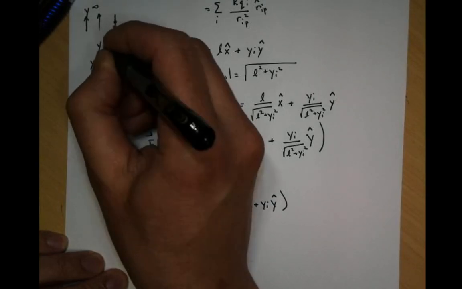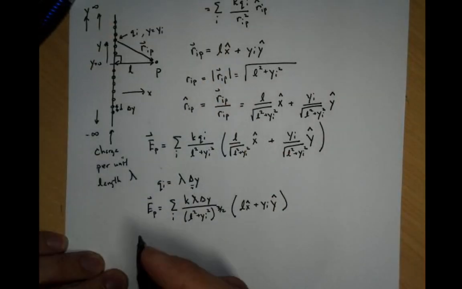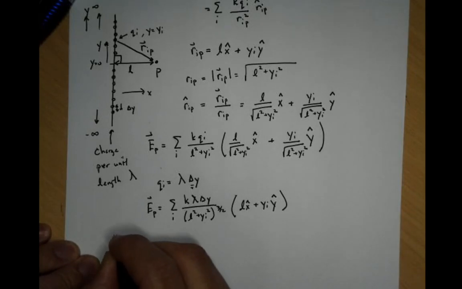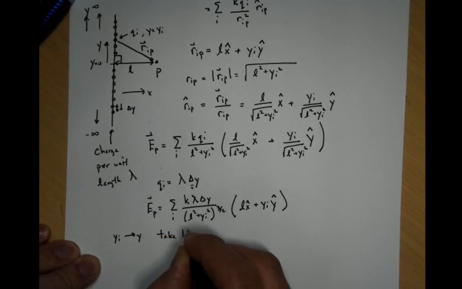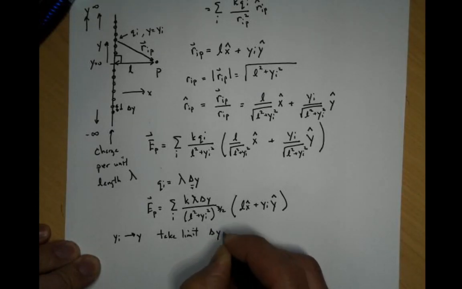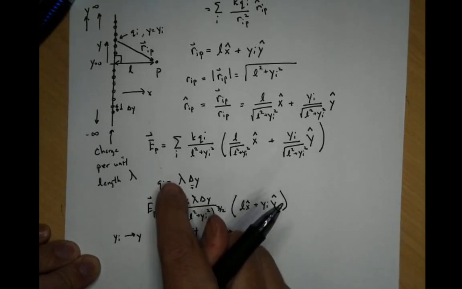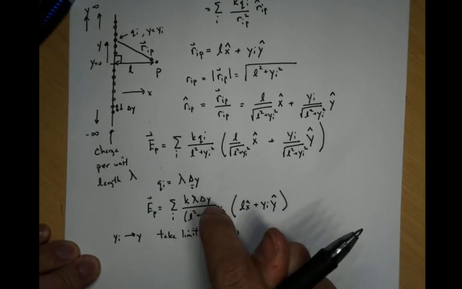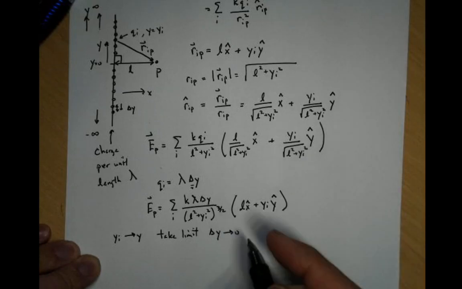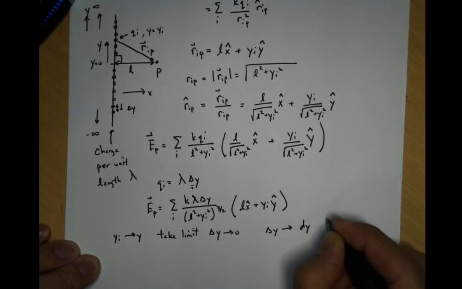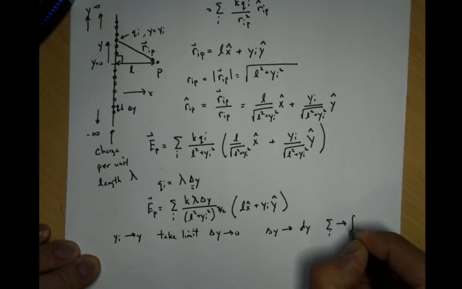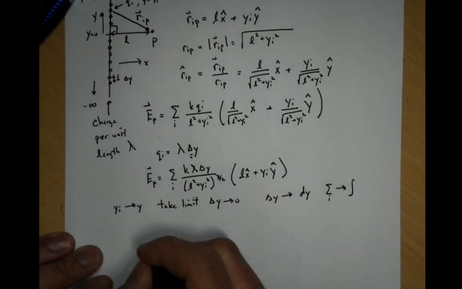So I can imagine now that I'm going to take the limit where y_i goes to y, and now we're going to take the limit of delta y goes to 0. When that happens, all the Q_i will nearly go to 0. And as a result, delta y gets shifted over to dy, and the sum over i gets shifted over to an integral sign. So let's go ahead and do that.